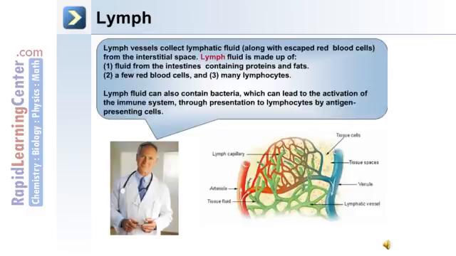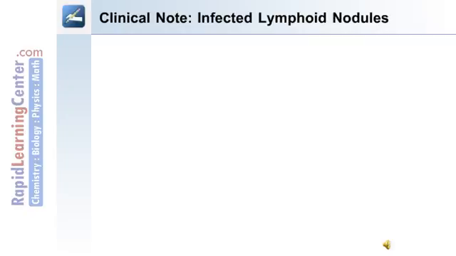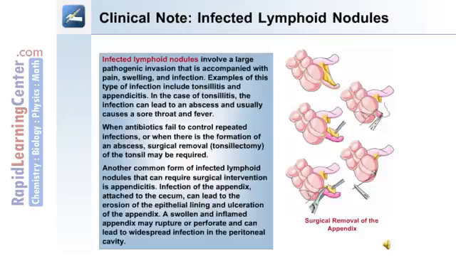The following is a clinical note on infected lymphoid nodules. Infected lymphoid nodules involve a large pathogenic invasion that's accompanied with pain, swelling, and infection. Examples of this type of infection include tonsillitis and appendicitis. In the case of tonsillitis, the infection can lead to an abscess and usually causes pain or sore throat and fever.